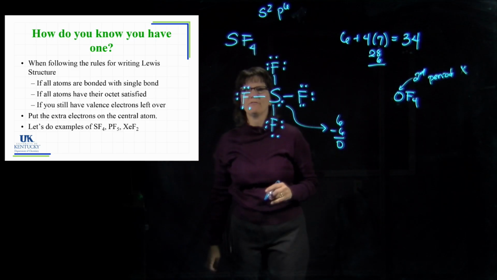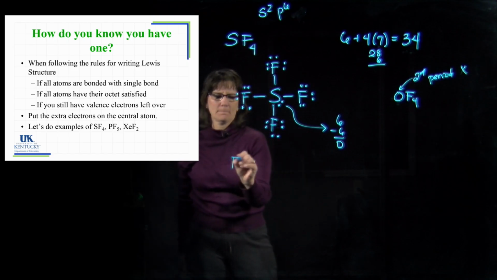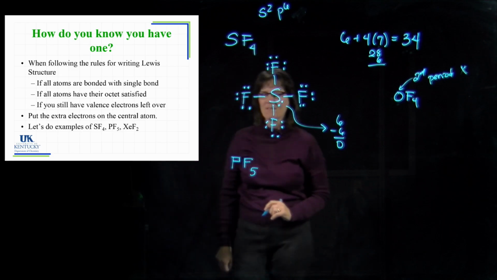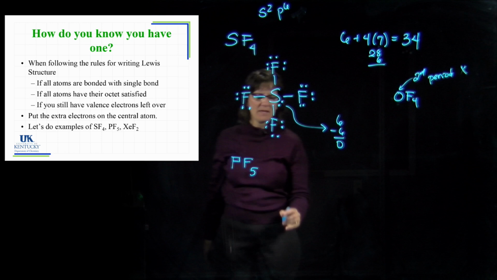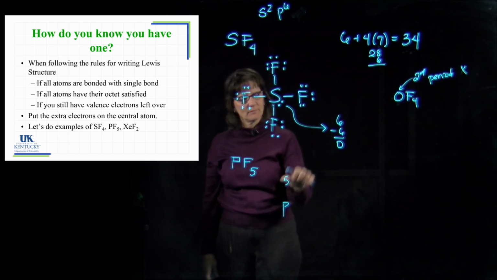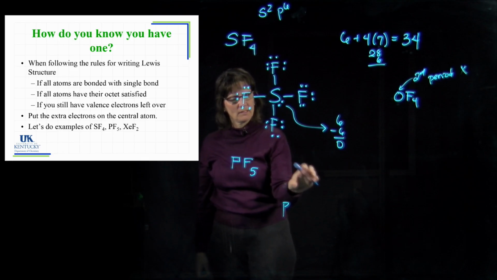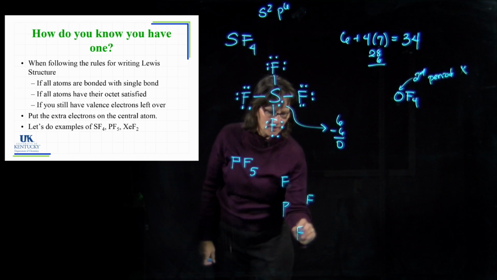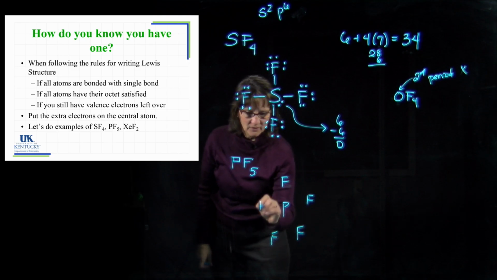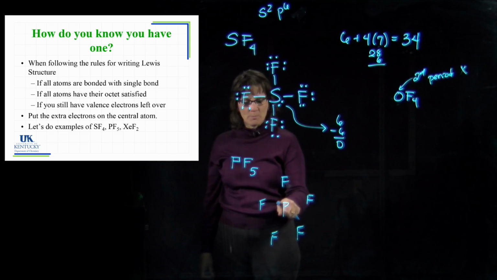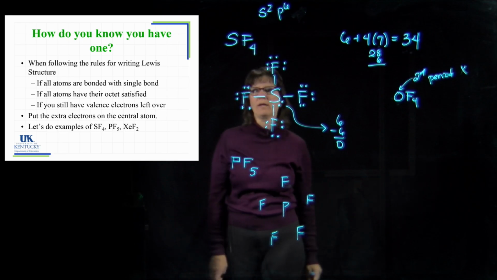All right, let's do PF5. So I've got my PF5, my P is in the middle, and it is surrounded by 5 fluorines. We know right off the bat that if this thing exists, it has to be an expanded octet, because there's no way I connect P to 5 fluorines and use only 8 electrons.